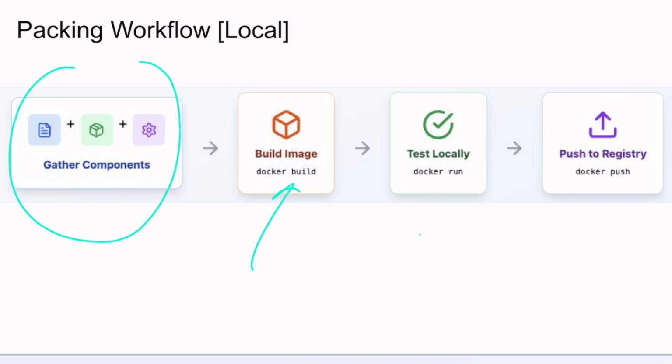You can test your image locally using the docker run command to make sure everything works correctly. After you are confident, you can push your image to a registry like Docker Hub or AWS ECR, where it can be accessed by your deployment infrastructure. So this workflow transforms your local development code into a portable, reproducible application package.